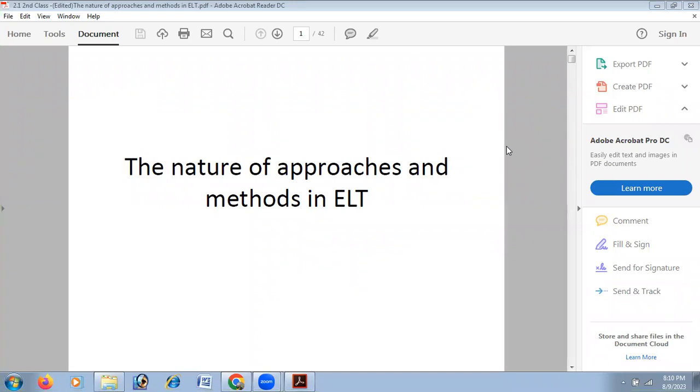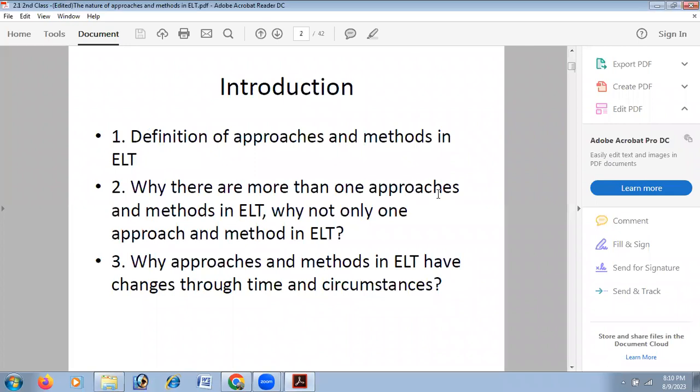So the title of our today's class is the nature of approaches and methods in ELT. What we are going to do today, that means we will try to have the definition of approaches and methods in English language teaching. And we will also try to have an understanding of why there are many methods and approaches in English language teaching.